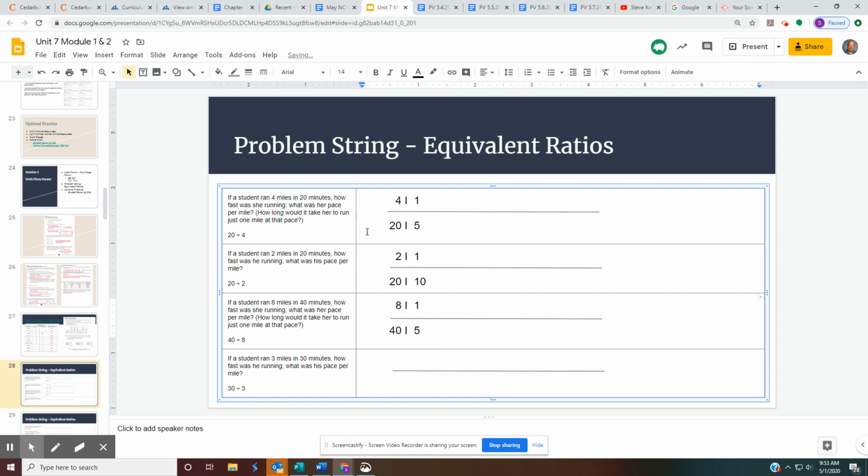It's 5, right? I can also look up here. This could give me a little bit of help with 4 goes into 8 twice and 20 goes into 40 twice. So it will equal the same ratio if I want to use previous work to help me.